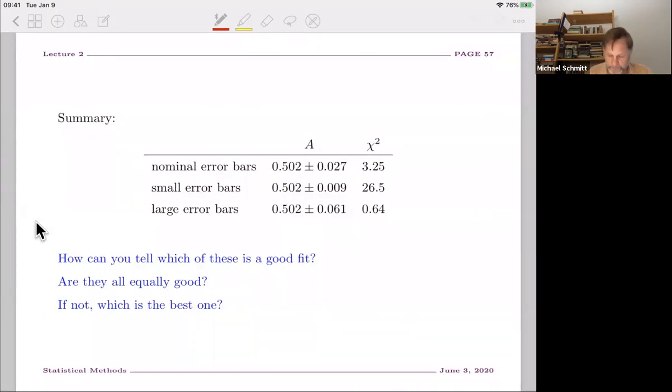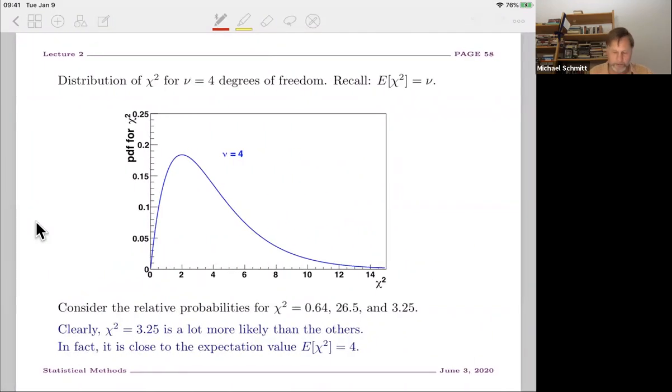So here's a summary. Central values are the same. The uncertainty on A changes a lot, and together with that, so do the values for chi-squared. Are they all equally good? If not, which is the best one? So here's a plot of the distribution of chi-squared we expect for this problem when there are 4 degrees of freedom, because there are 5 points.